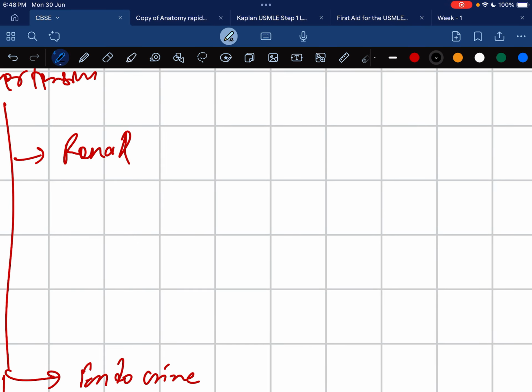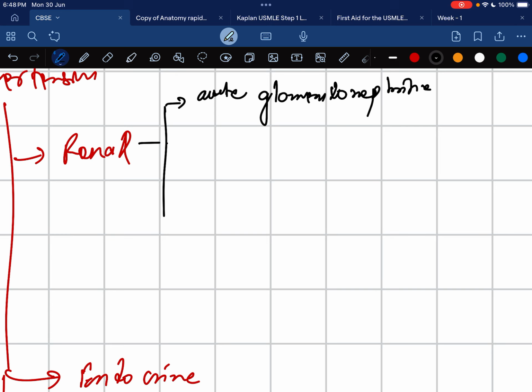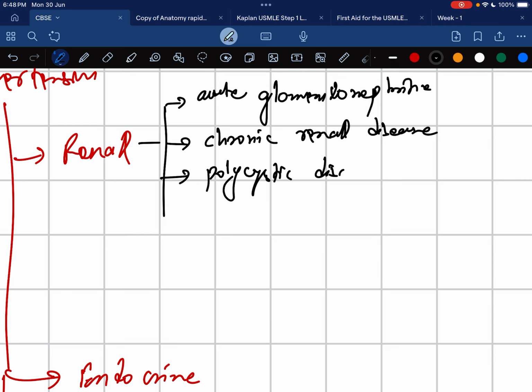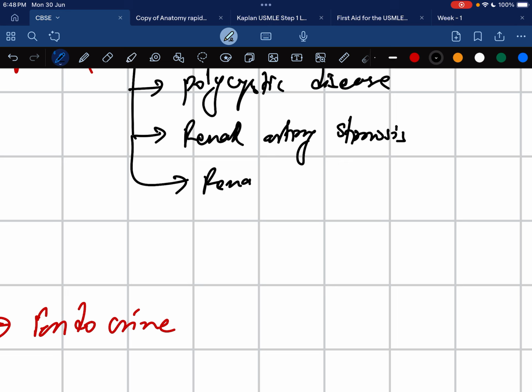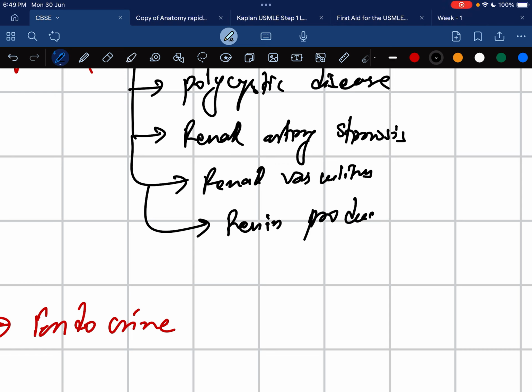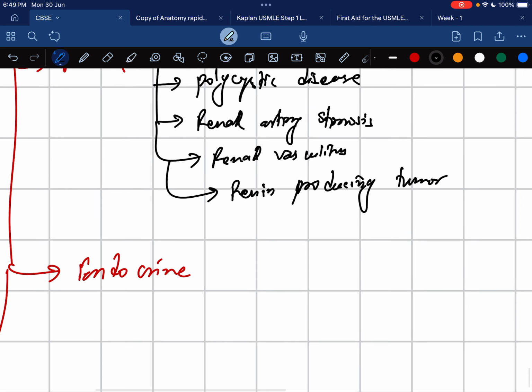Regarding the renal causes, there is acute glomerulonephritis. Then there is chronic renal disease; if the patient has chronic renal disease, there is hypertension. Then polycystic disease is also a cause of the renal type. There is renal artery stenosis, then renal vasculitis, then renin-producing tumor. If there is more production of renin, that also leads to hypertension. These are the causes of the renal type.